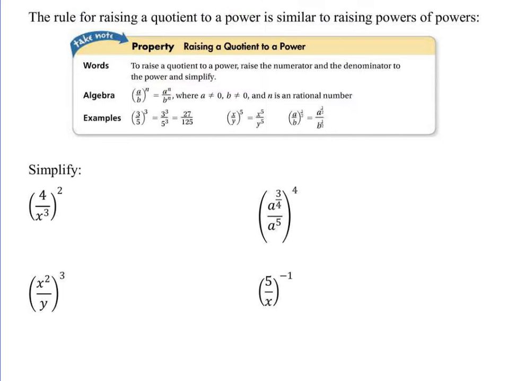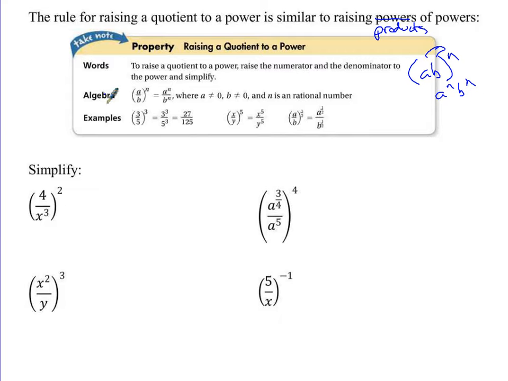Finishing up section 4. One more rule. The rule for raising a quotient to a power is similar to raising powers of powers. Remember, when you have a power, this should say products. But when you have a product, a times b to the nth power, then we can send in that exponent. We wind up with a to the n times b to the n. We learned that one in the last section. This one works very similarly.